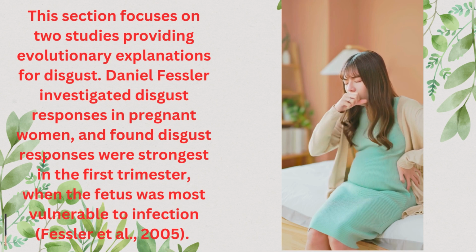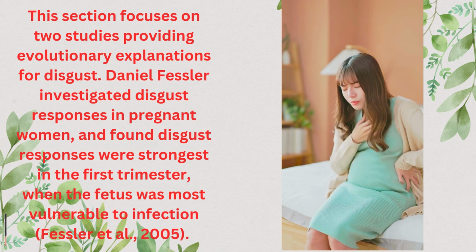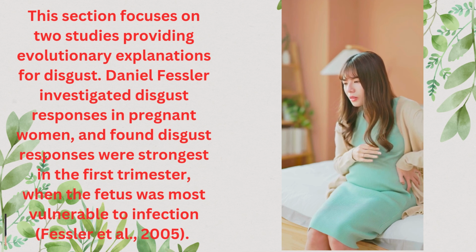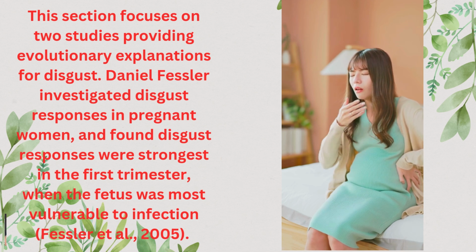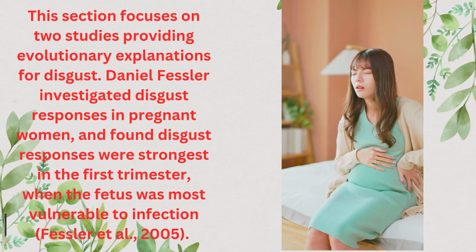Daniel Fessler investigated disgust response in pregnant women and found disgust responses were strongest in the first trimester, when the fetus was most vulnerable to infection. Now, this is just so interesting to study, that the women in their first trimester, that is the first 3 months of their pregnancy, have a very strong sense of disgust. So the moment they smell anything that is not good, they feel nausea and feel like vomiting, and they just stay away from that food.